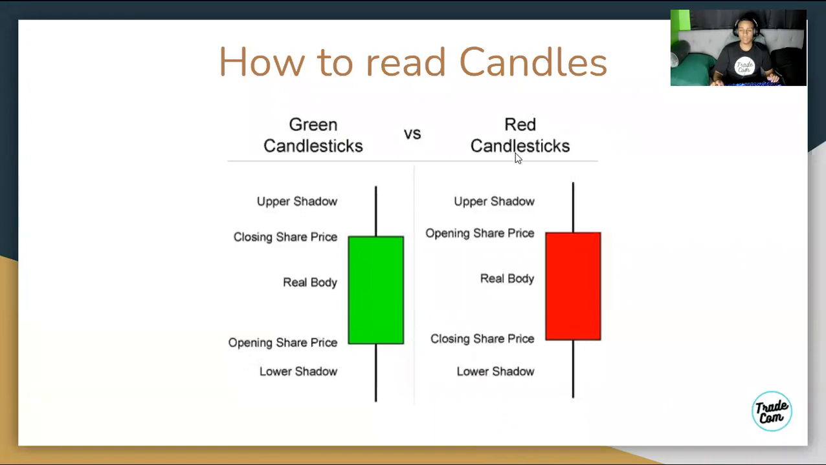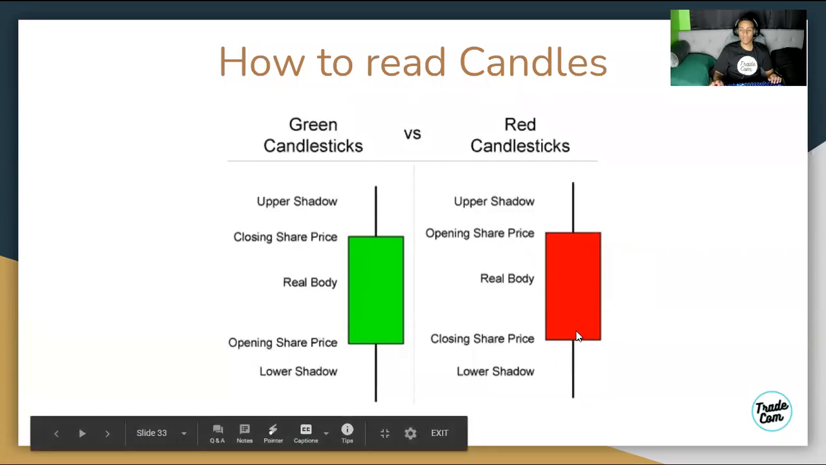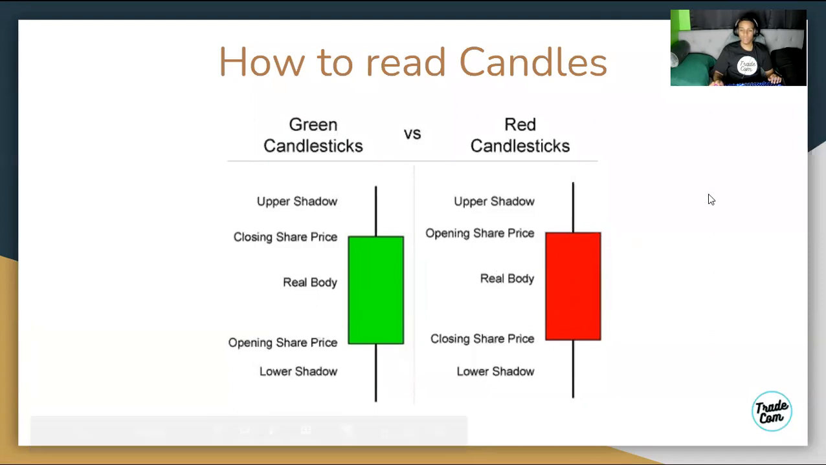All right, now the red candle is the opposite. On the body, the opening share price is going to be at the top. So if Apple opened at 100, and at the end of that day it closed at $80, you're gonna see a red candle for that day, and the closing price would be 80, and the open price is 100. All right. Any questions on candles, guys?